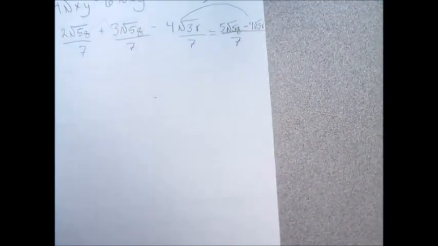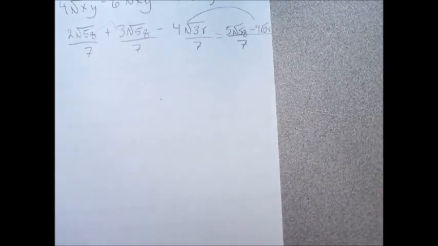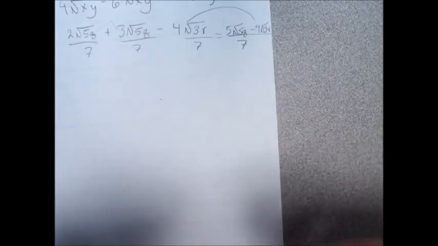And it's all over 7, so I'm just going to write it over 7. I don't want to write it twice. Sorry, that's a little small. So it's 5 square roots of 5q minus 4 square roots of 3r.